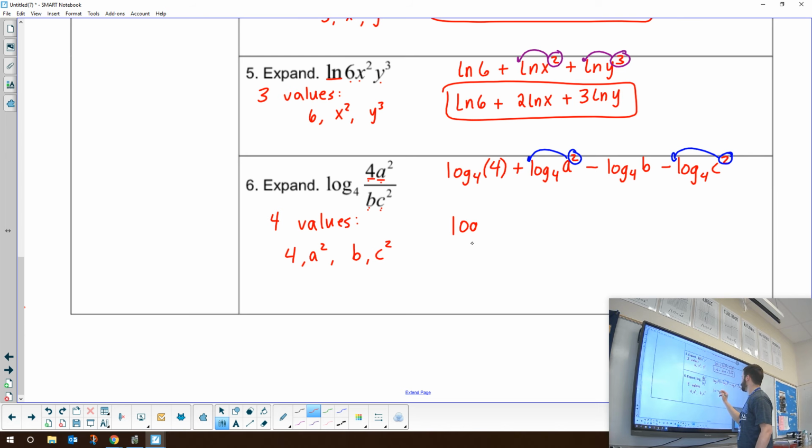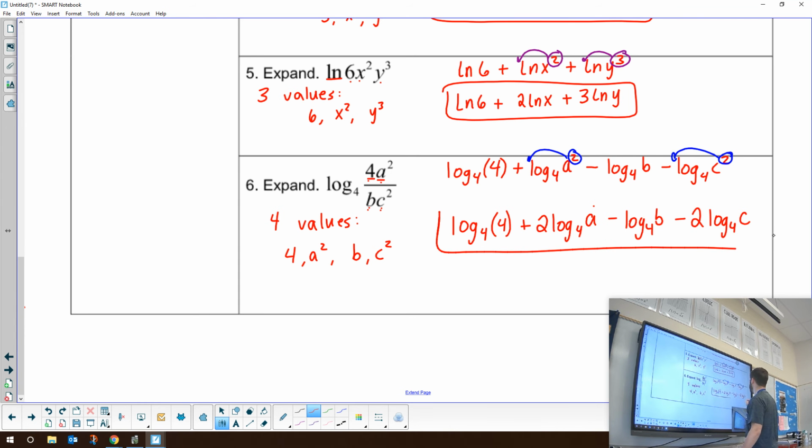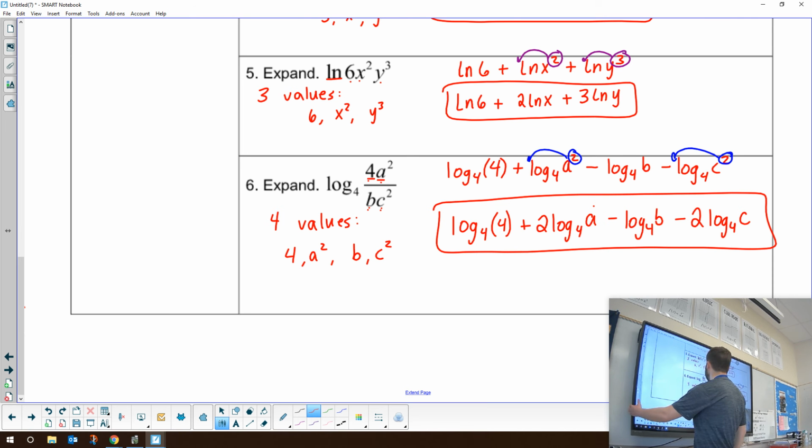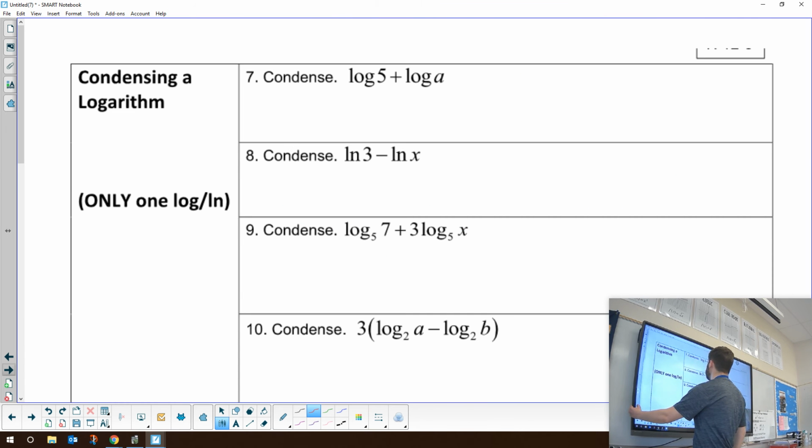So log base 4 of 4 plus 2 log base 4 of a, not a squared anymore, minus log base 4 of b minus 2 log base 4 of c. All expanded out. Okay, now let's turn the page and let's talk about the opposite way.